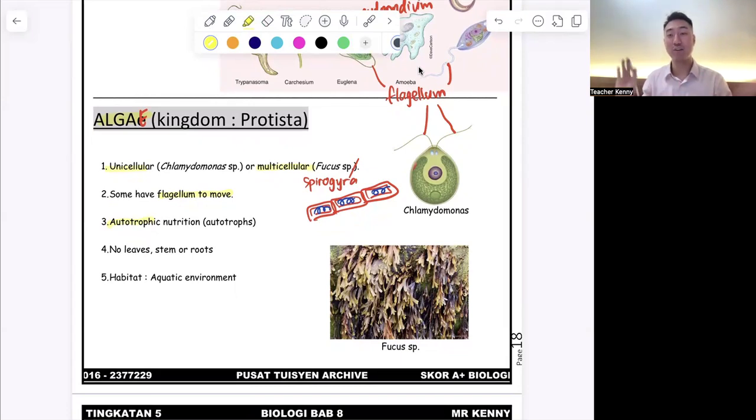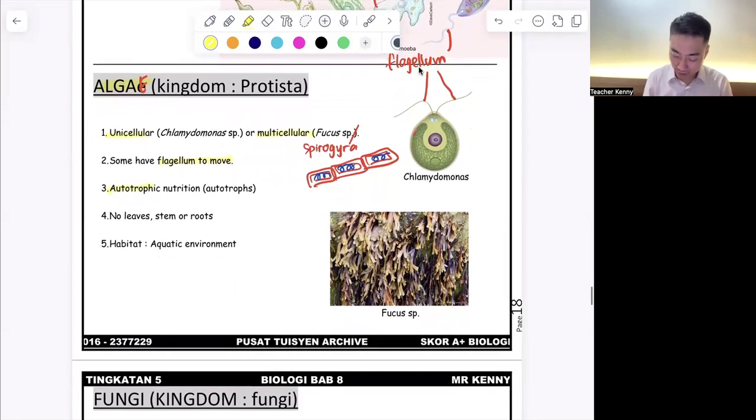So you see, so far you have to group them into different groups. Habitat: aquatic, anywhere with water. No water, we got algae? Algae needs water for photosynthesis, correct?